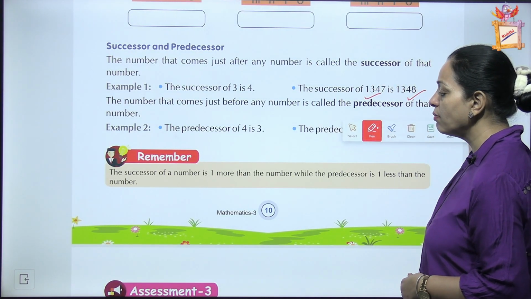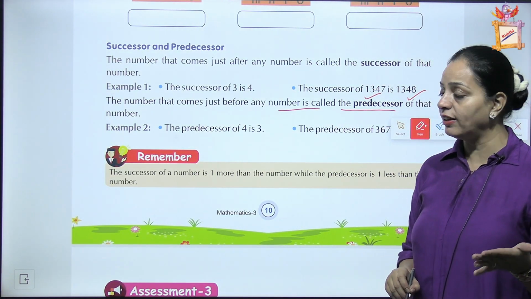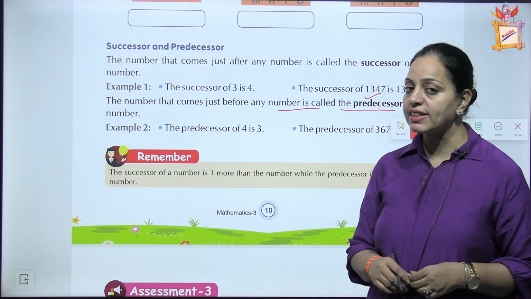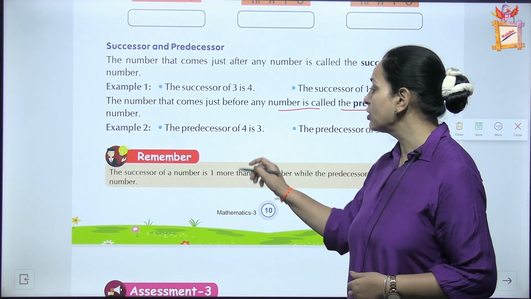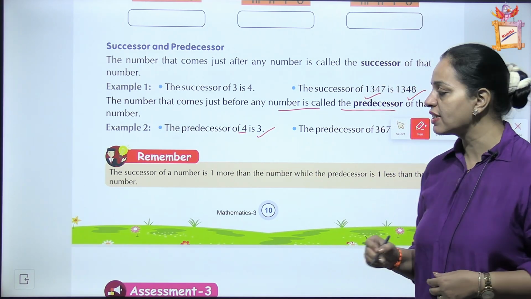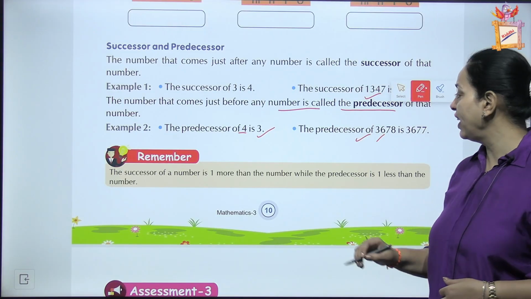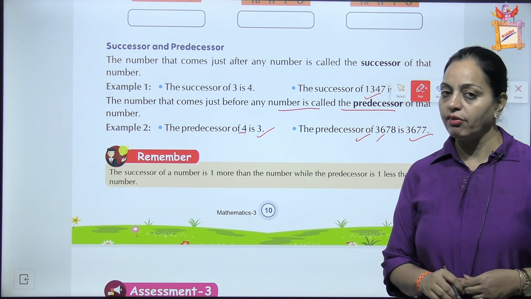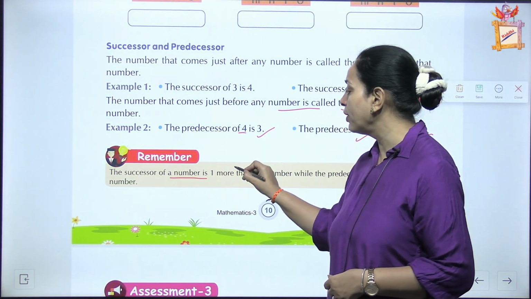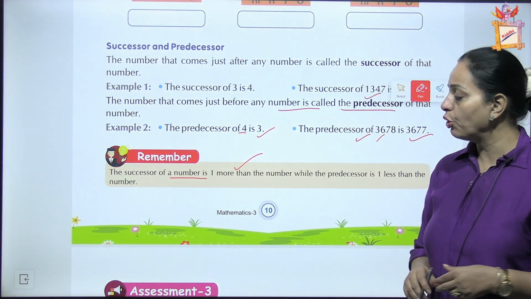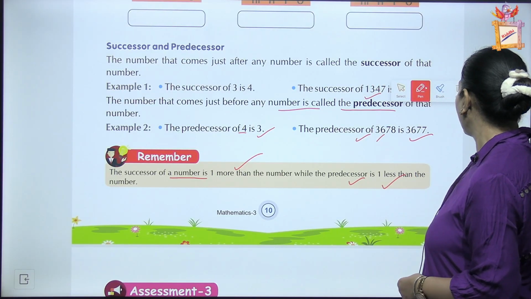Now the number that comes just before any number is called the predecessor. The one that comes right before, that is the predecessor. And how can we get it? Subtract 1. So the predecessor of 4 is 3, the previous number. The predecessor of 3678 is 3677. So remember, the successor of a number is 1 more than the number, as I told you, while the predecessor is 1 less than the number.